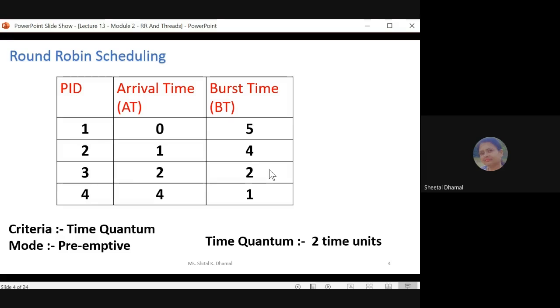So the criterion used by the round robin scheduling algorithm is the time quantum. That is, a time quantum is assigned by the operating system to each process. Here it is given that the time quantum assigned by the operating system is 2 time units for each process. And this algorithm uses the preemptive approach.